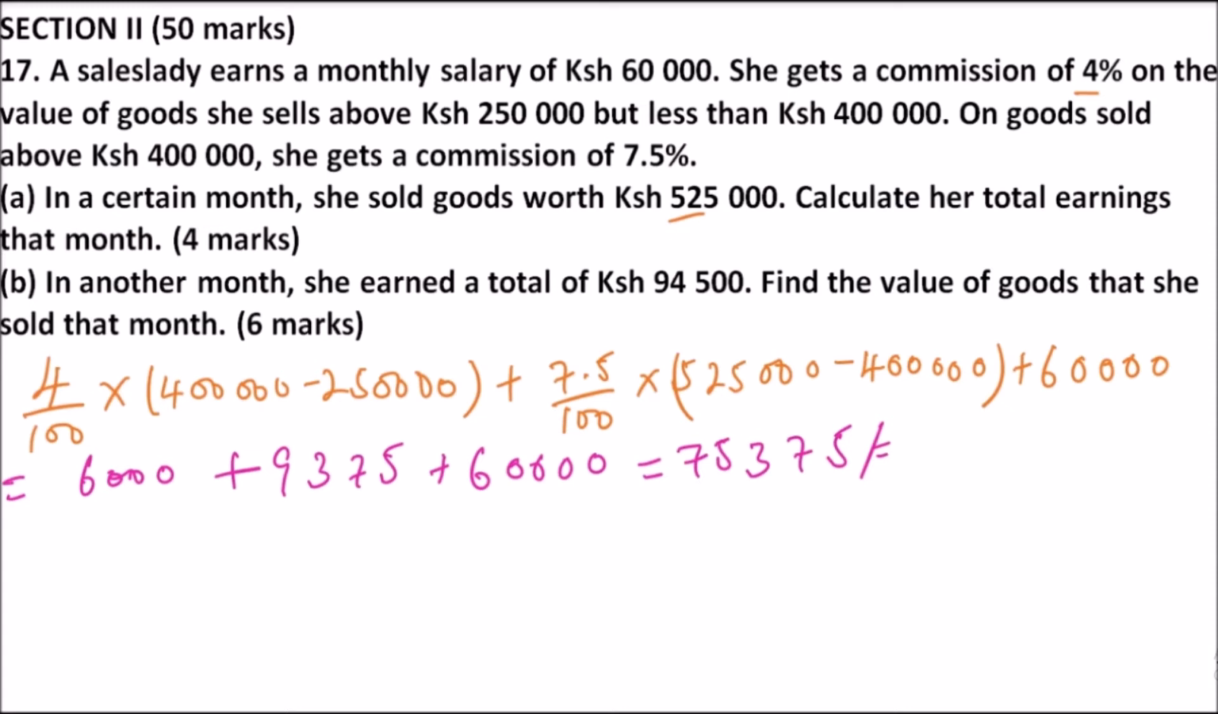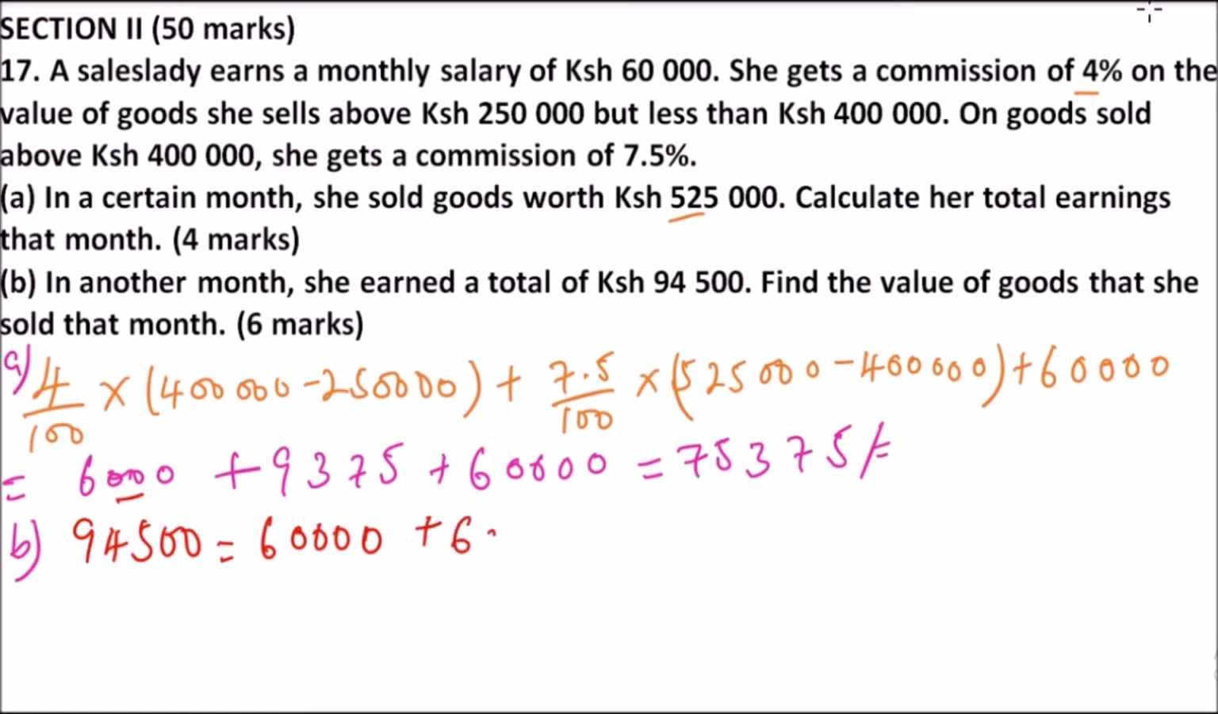Part B, this is part A. Part B, we are told another month. So here what we need to do is, it means that the 94,500 of the money she earned is equal to her salary of 60,000, then plus the first range we have seen, she was getting 6,000, 4%.